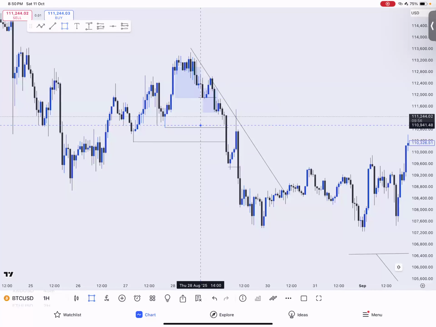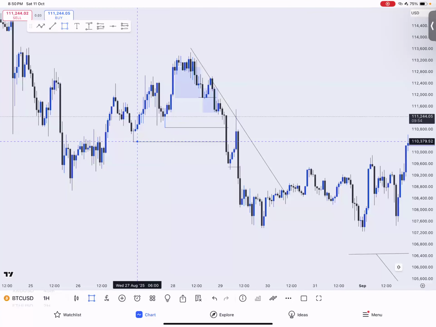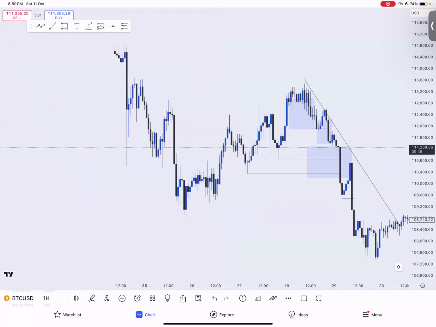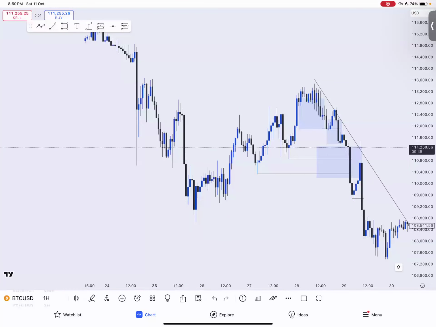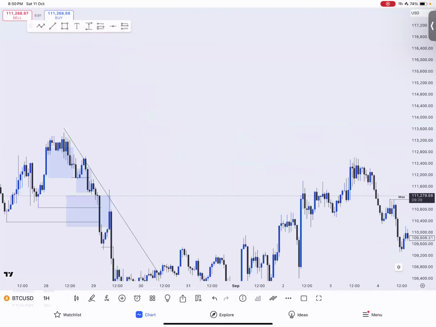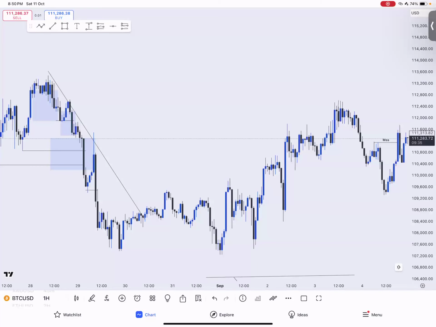But the moment price took this low and then this low and closed below them, I will start looking for entries around this zone because it's a double break of structure. So that's the mistake that most people make. They don't look out for double break of structures, and they don't even know how to trade continuation.